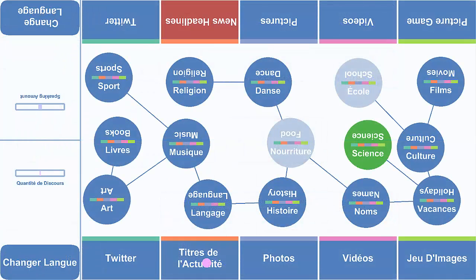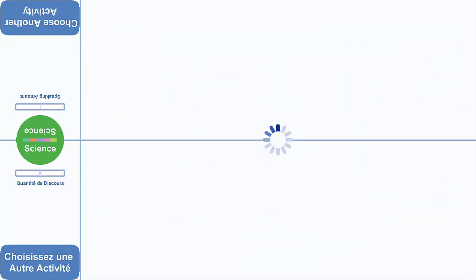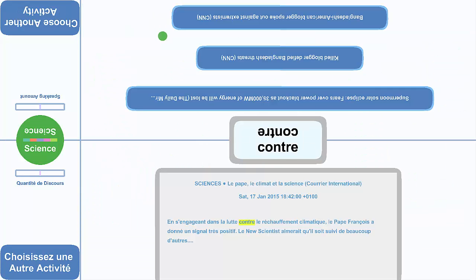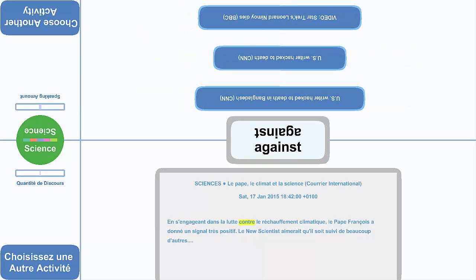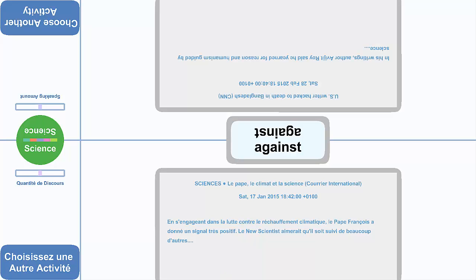For the news headlines activity, we utilize a newsfeed aggregator to download and display news headlines that relate to the currently selected topic. Learners can discuss these headlines or select them to display the entire news article. As with the Twitter activity, words can be selected for discussion as well as translated.